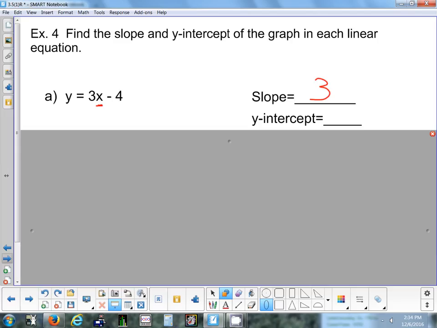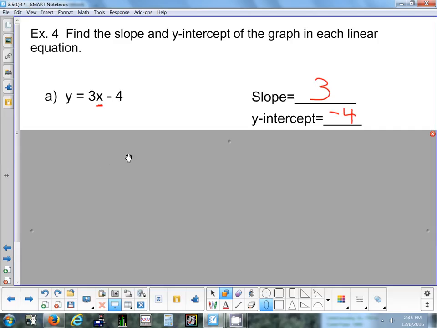Now, y-intercept is just a plain old number. Who can tell me by raising their hand? Emma: -4. There we go. All we're doing is identifying what the slope and the y-intercept is. Slope always has the x attached, and then the y-intercept is just a regular old number with no variable.